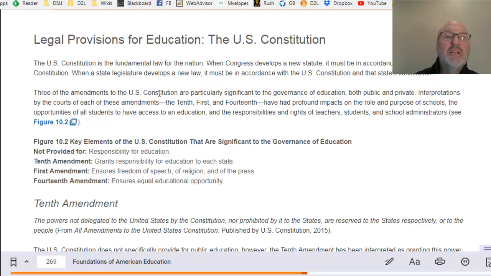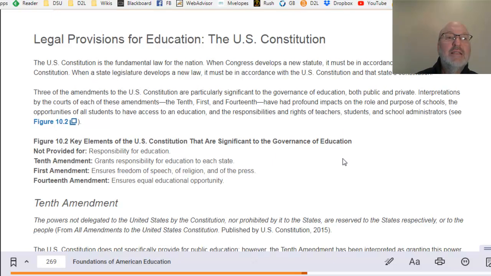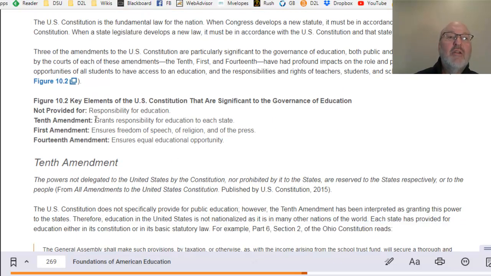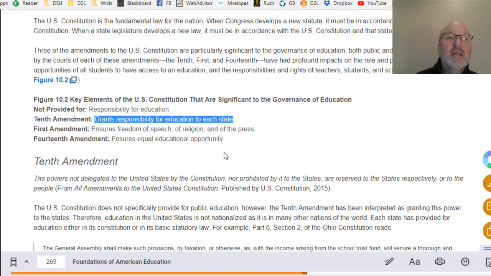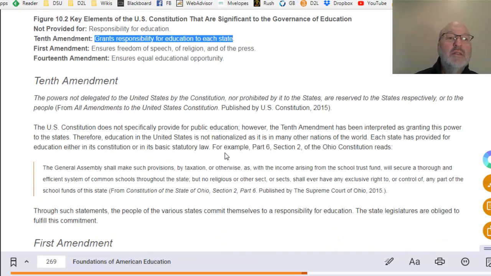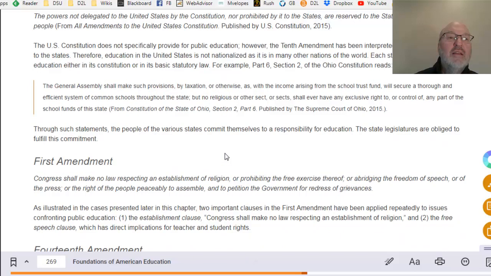So three of the amendments to the U.S. Constitution are particularly significant in the government's education of public and private. The 10th, 1st, and 14th had profound impacts. Okay, here's the 10th, which grants responsibility for education to each state. And the 1st ensures freedom of speech, religion, and the press. And the 14th Amendment ensures an equal educational opportunity for all. So here it takes you to the 10th, how we got there.